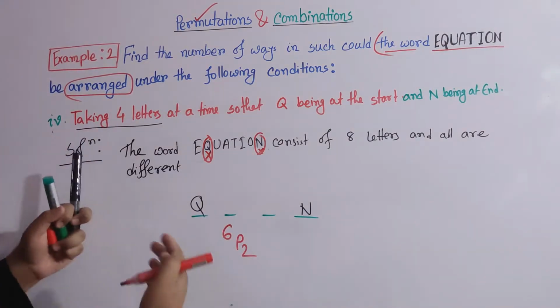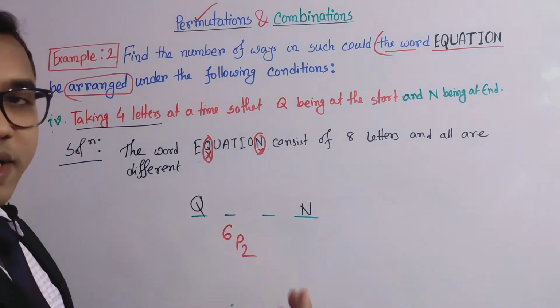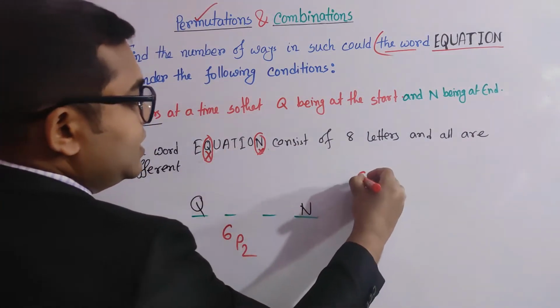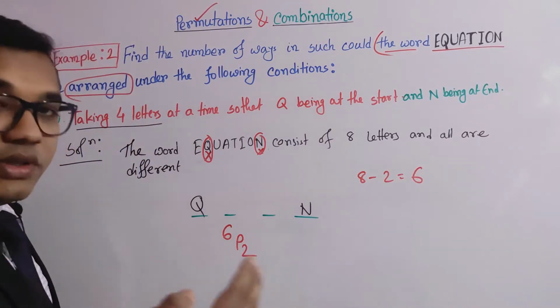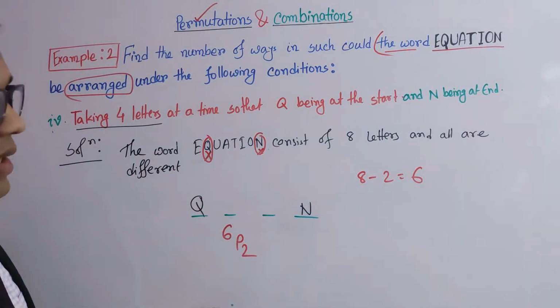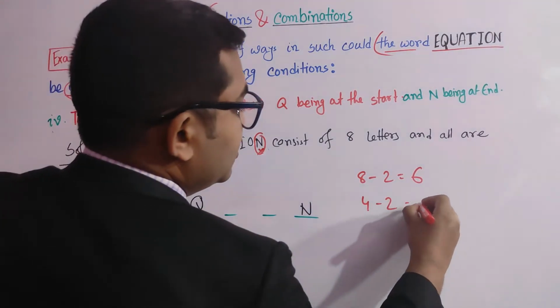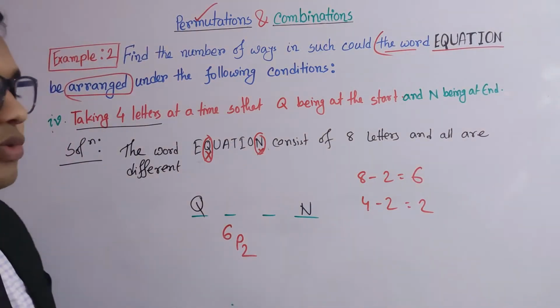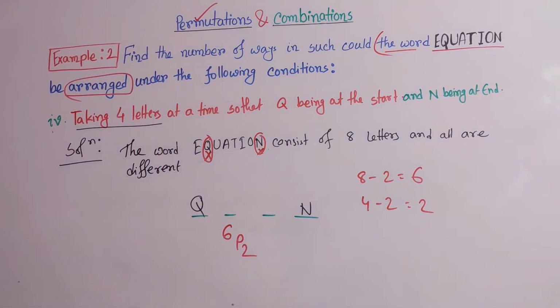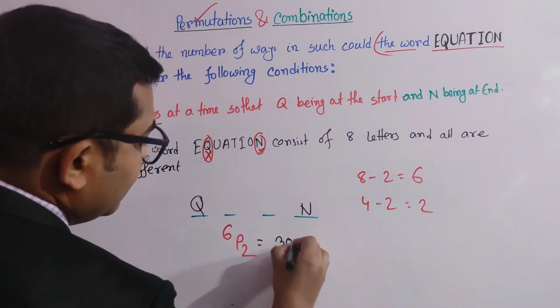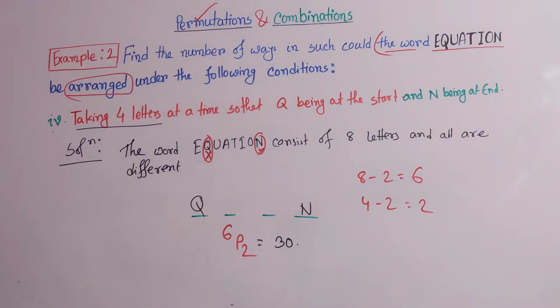You may also write it this way: since Q and N have already been selected, we have 8 minus 2, that is 6 options, and we have to work for 2 places, because there are 4 places and 2 places have already been booked, so there are only 2 places. So the answer should be 6P2, and if we use the calculator, 6P2 will be 30. Okay, so this is how we can solve up to question number 4.